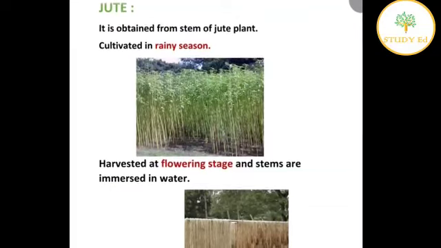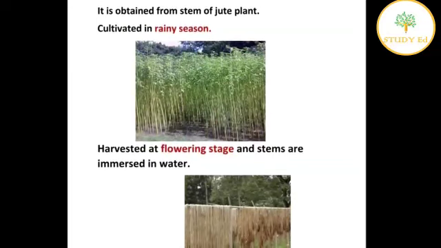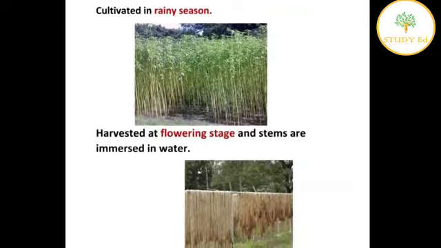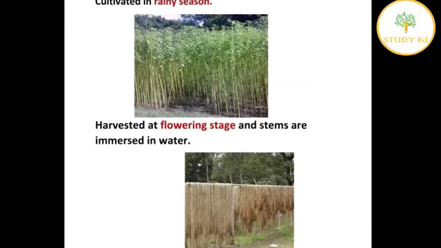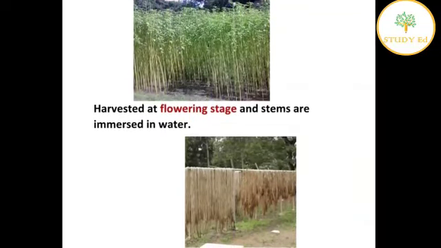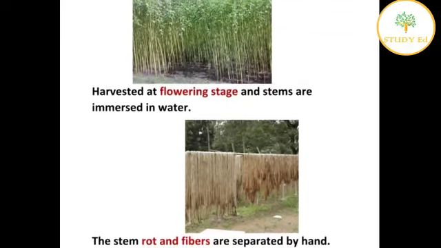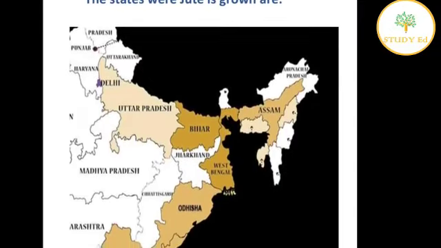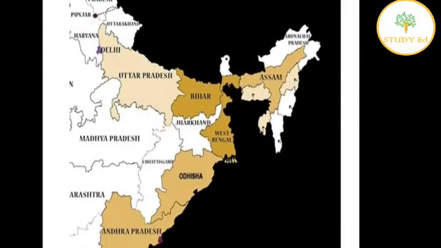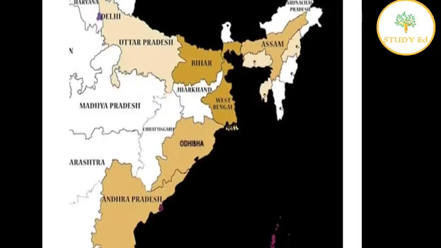Our next plant fiber is jute fiber. Jute is obtained from the stem of a jute plant. It is cultivated mostly during the rainy season. It is normally harvested when it is at the flowering stage. The stems of the harvested plant are immersed in water for a few days. Then the stems rot and the fibers are separated by hand. Let us see the states where jute is grown. Uttar Pradesh, Bihar, Assam, West Bengal, Odisha and Andhra Pradesh. So these are the states where the maximum amount of jute is grown or produced.